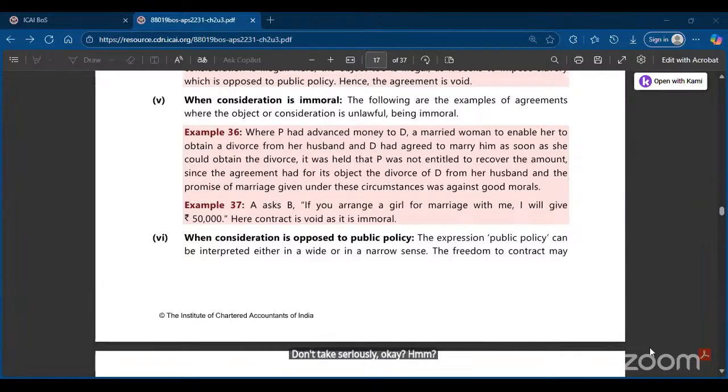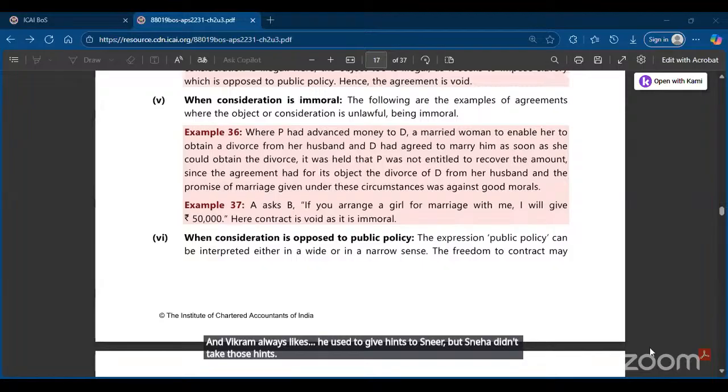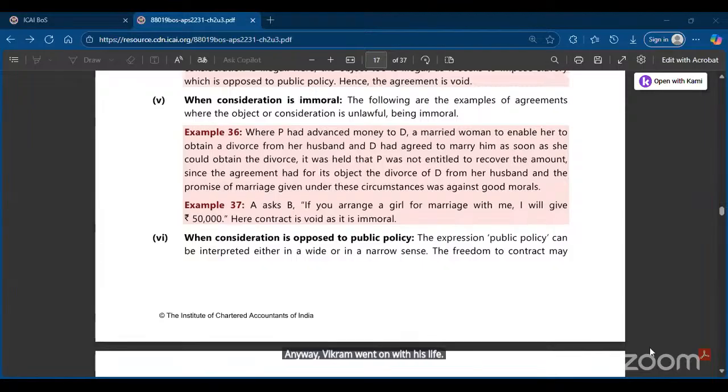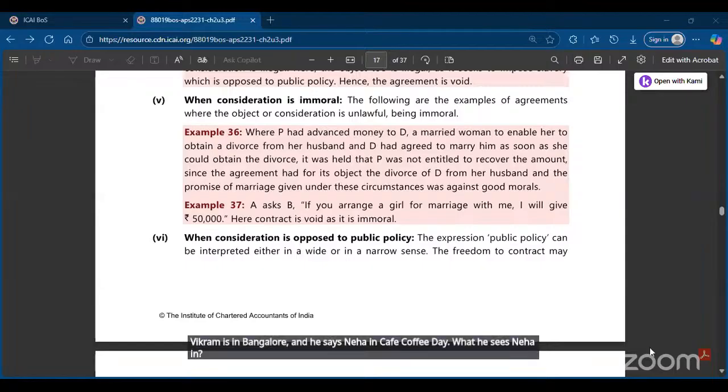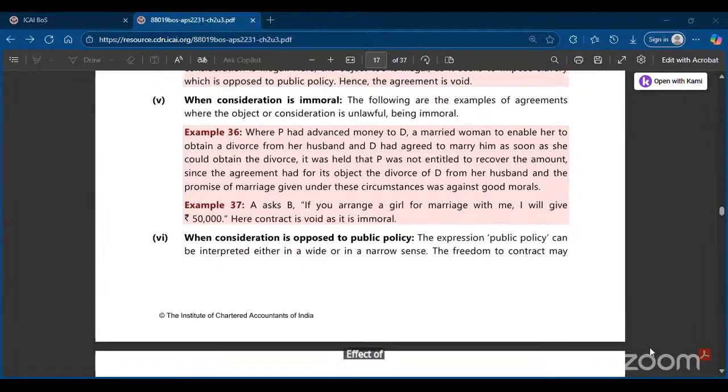So this Vikram starts liking Sneha, and Vikram has told Sneha, you're so sweet, and all that. Sneha also knows that Vikram likes her, but she doesn't respond. They complete their foundation, their inter, their final. Vikram used to give hints to Sneha, but Sneha didn't take those hints. Anyway, Vikram went on with his life. After around 3-4 years, Vikram is in Bangalore and he sees Sneha in Cafe Coffee Day. She's drinking cappuccino.